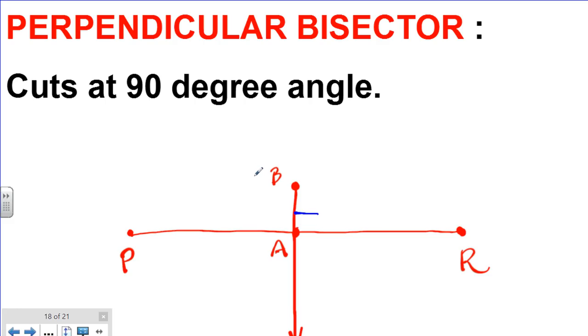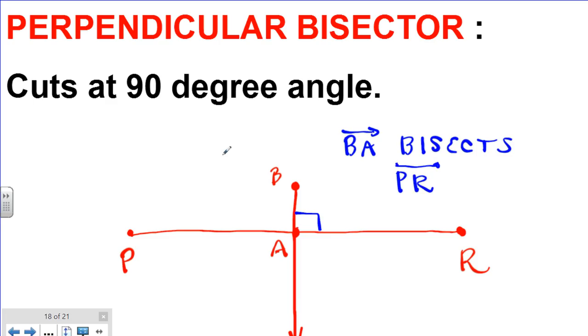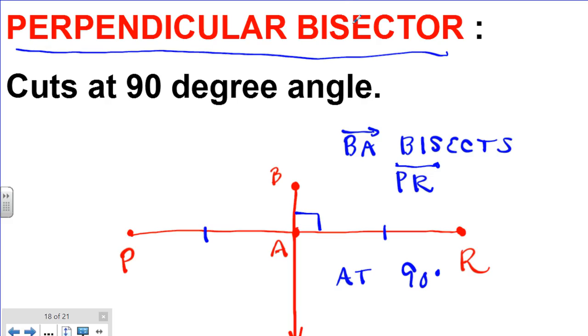But if ray BA bisects PR at a 90-degree angle, it is a segment perpendicular bisector. All right, so it cuts simply at a 90-degree angle, and you can take out the protractor to confirm that that is absolutely a 90-degree angle.